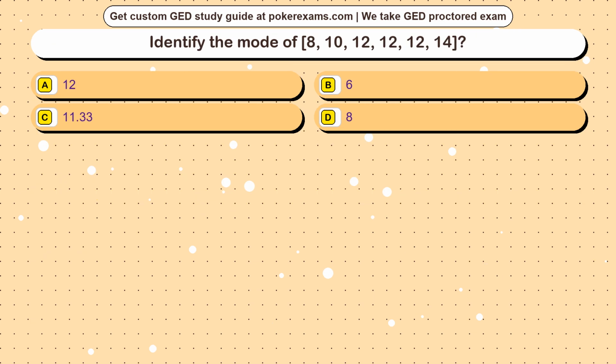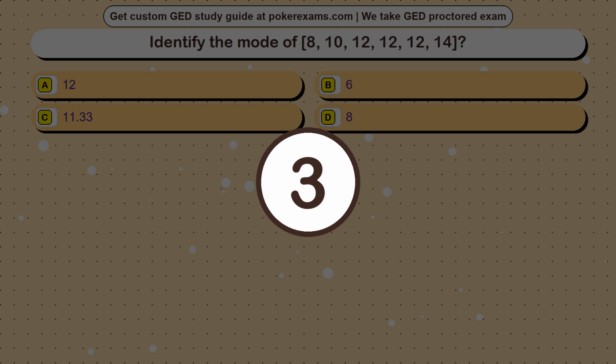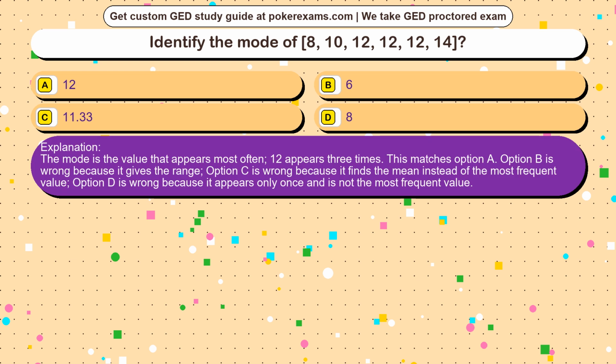Question 16. Identify the mode of 8, 10, 12, 12, 12, 14. Option A 12. Option B 6. Option C 11.33. Option D 8. The correct answer is option A. The mode is the value that appears most often. 12 appears 3 times. This matches option A.